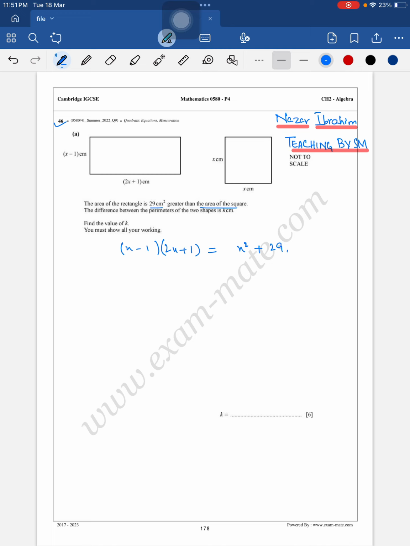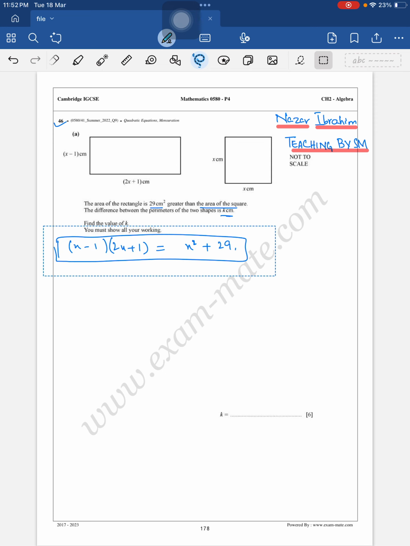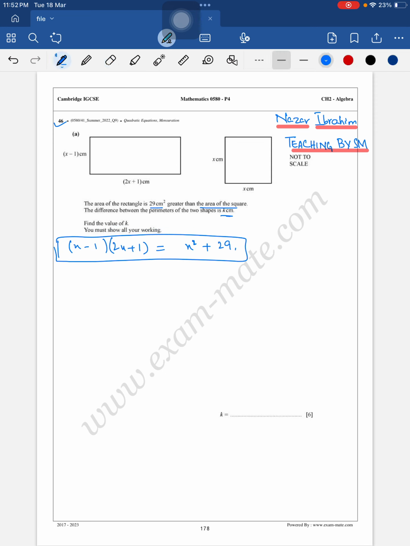Difference between the perimeters, this is one statement, right? The difference between the perimeters of the two shapes is k. So the perimeter, it means that perimeter will be equal to (2x plus 1) into 2 plus 2 into (x minus 1). This is the perimeter of the rectangle.